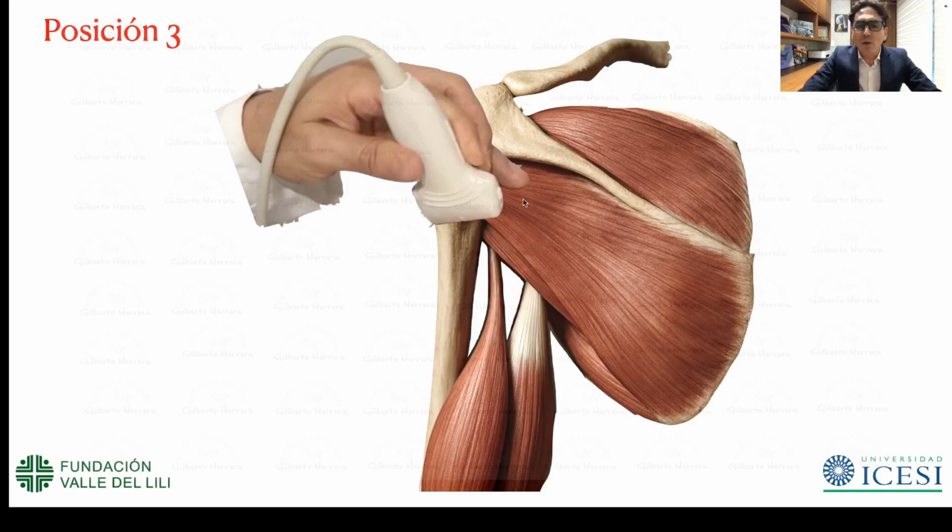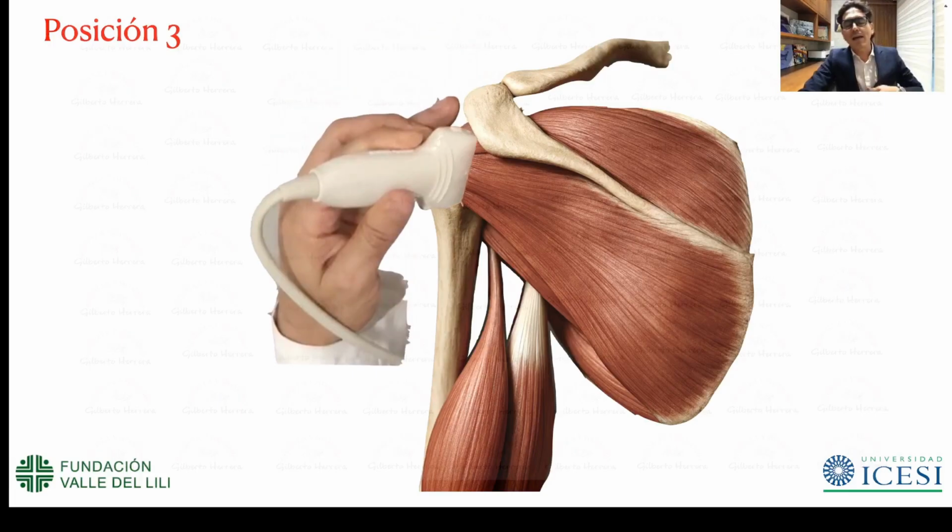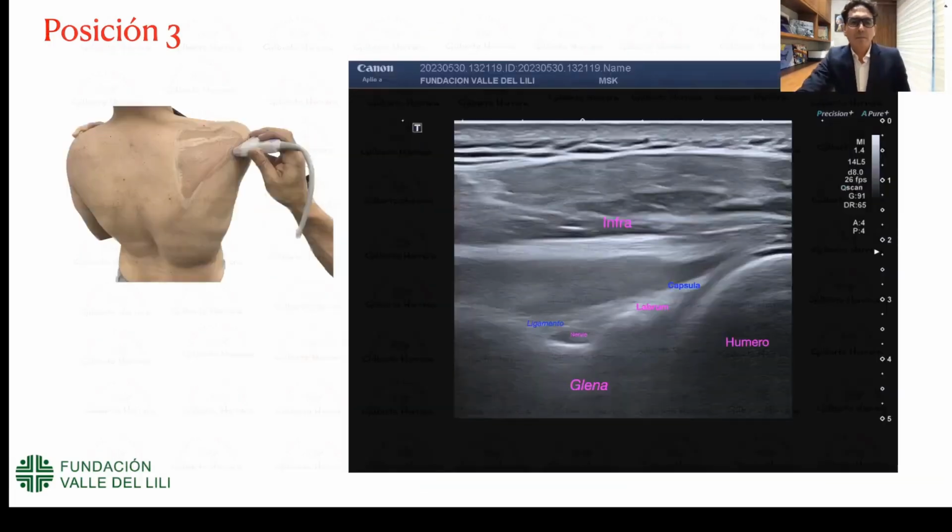Placement of the probe in the long axis of the infraspinatus, moving from cephalic to caudal. Afterwards, we will rotate our probe 90 degrees to obtain and visualize the short axis of this muscle segment. The information we're going to obtain is summarized here in this ultrasound image.